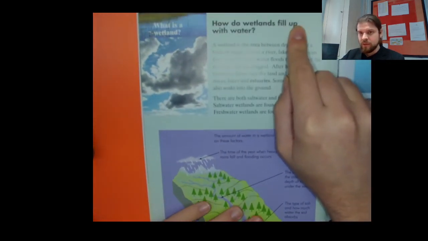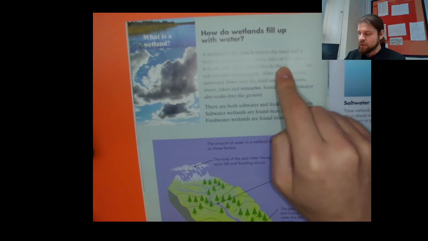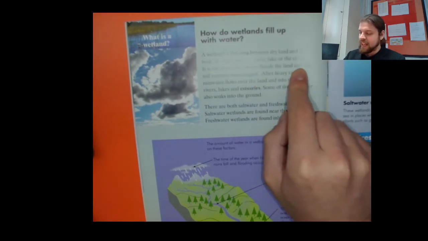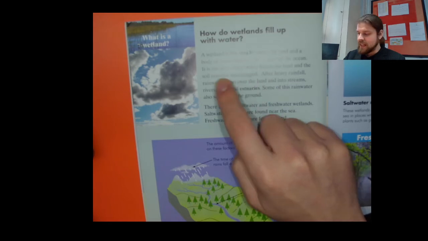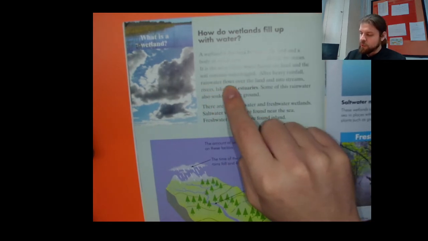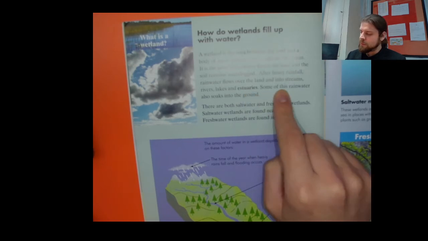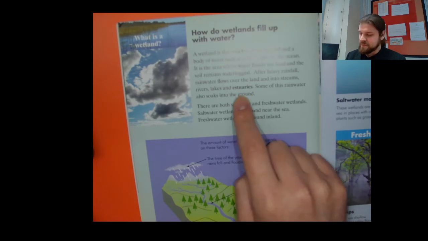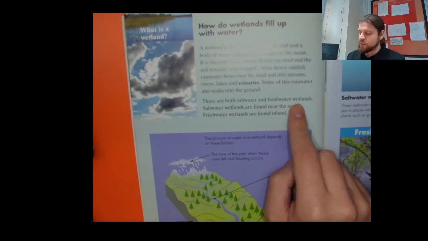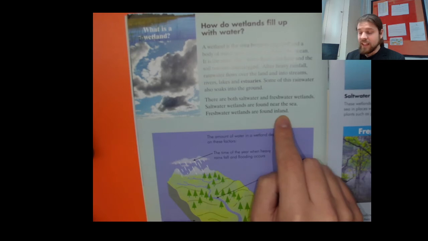How do wetlands fill up with water? A wetland is an area between dry land and a body of water such as a river, lake, or the ocean. It is the area where water floods the land and the soil remains waterlogged. So that means the water stays in the ground. After heavy rainfall, rainwater flows over the land and into streams, rivers, lakes, and estuaries. Some of this rainwater also soaks into the ground. An estuary is a big open part of water where a river reaches the sea. There are both saltwater and freshwater wetlands. Saltwater wetlands are found near the sea. Freshwater wetlands are found inland.